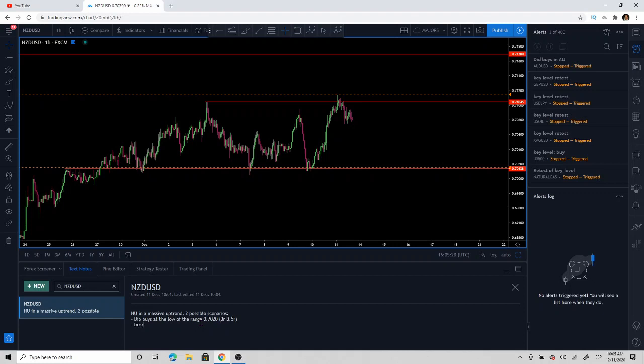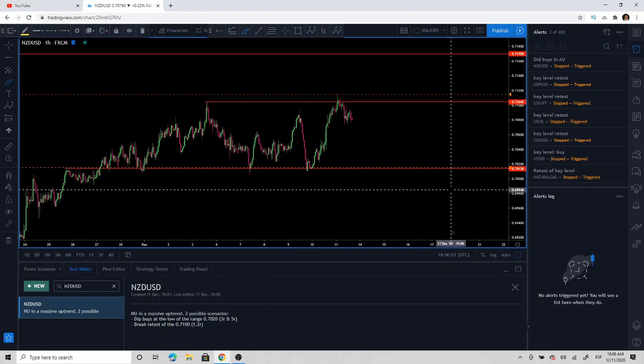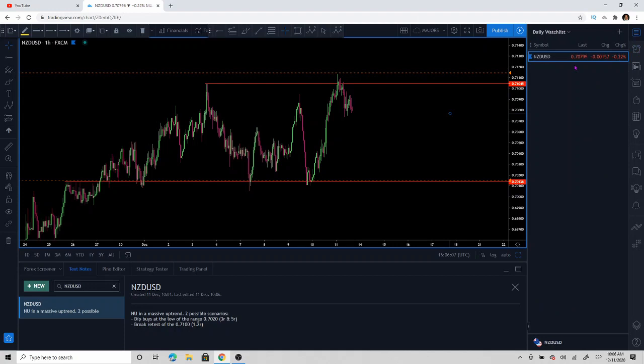So that would be a break retest of the 0.71 level, right? I know that we kind of broke the 0.71 level here, but this is clearly a rejection of that 0.71, even though we printed higher. A retest of the 0.71 level gives me a 1.2R. And now I know exactly what to look for next week on the New Zealand dollar versus the US dollar, right? And that is how I create my watch list for next week.